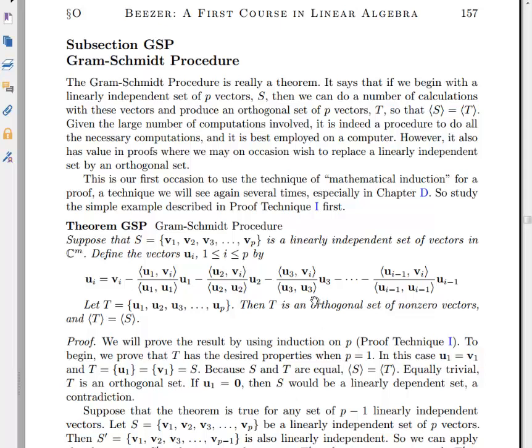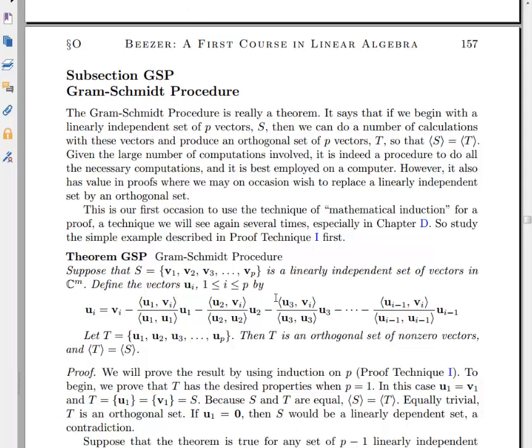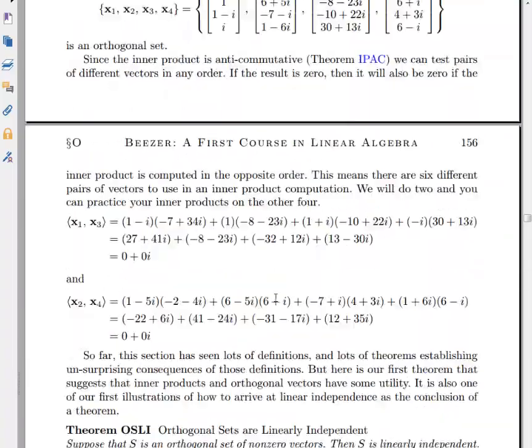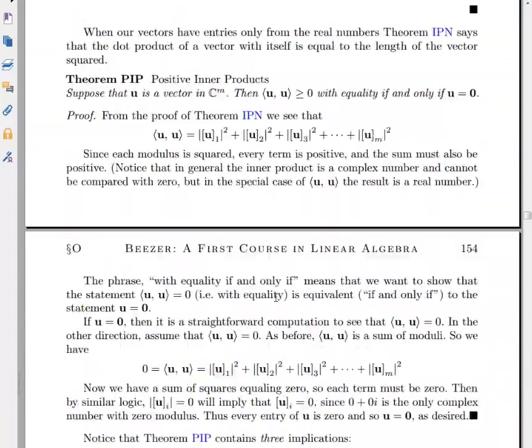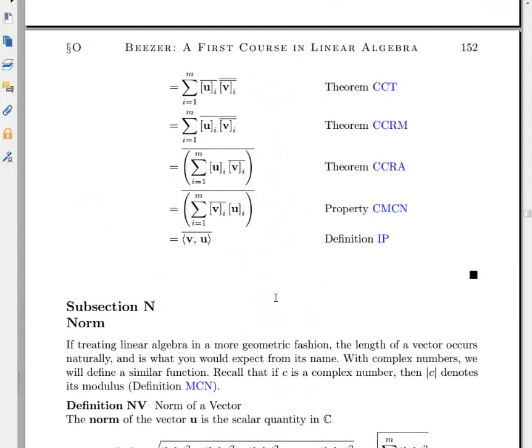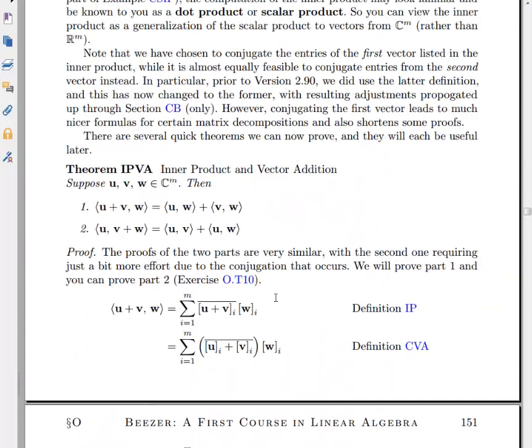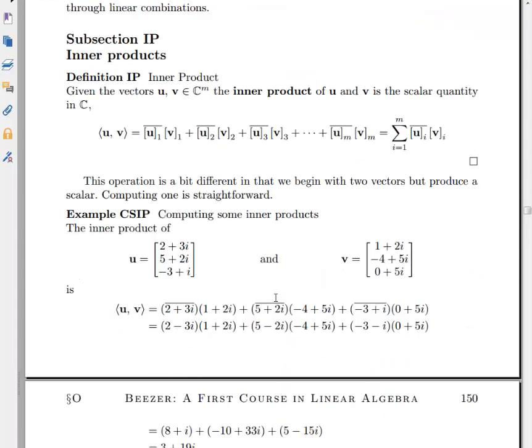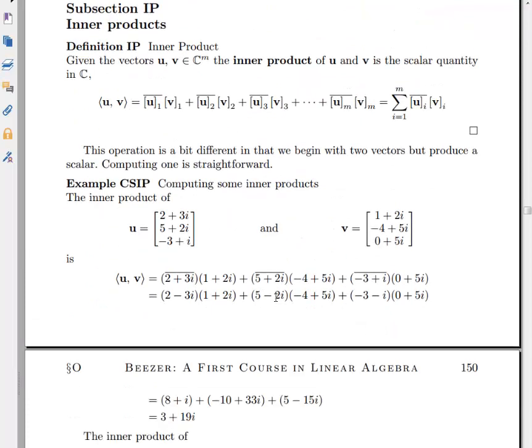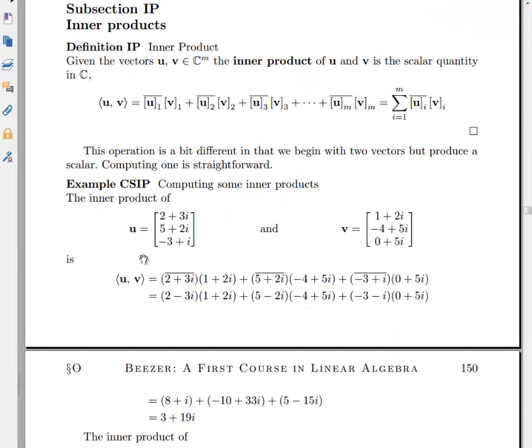Okay, now this section ties together some things we've been looking at in previous sections, so I'm going to go back and do a short review. We talked about inner product, and inner product is an operation between vectors. So here you see u and v, and the inner product is defined in this funny way.